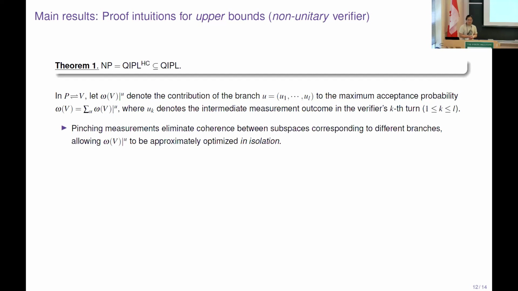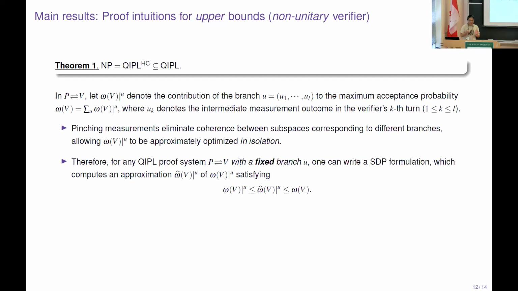And one thing good about this pinching measurement is it only kills the coherence between the subspaces corresponding to different branches, which means that we can actually deal with this omega VU independently and approximately. And because of that, there's still some hope to use SDP to get some upper bound.